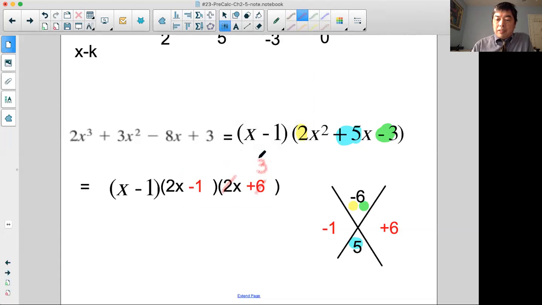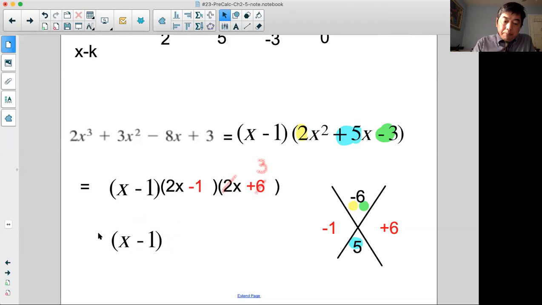2x times x is 2x squared. 2x times 3 is positive 6x. Negative x becomes 5x. Negative 1 times positive 3 is negative 6. So this works. So this is what the x factor is. And let me write them clearly here.